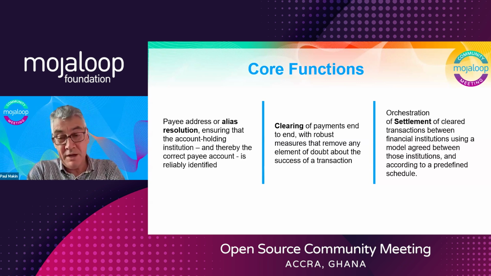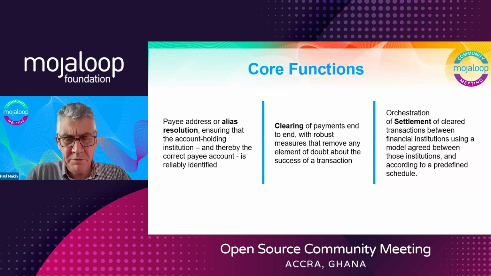And once you've established exactly who you're paying and where they want the money to go, you move on to clearing. So Mojaloop clears payments end to end. It includes robust measures that remove any element of doubt about the success of a transaction, and I'll talk about that more in a while. And that's a really important point, because if you can remove any element of doubt, that means you get fewer disputes, and disputes are where the cost of an instant payment system really lie. So we're very keen to drive down on that.